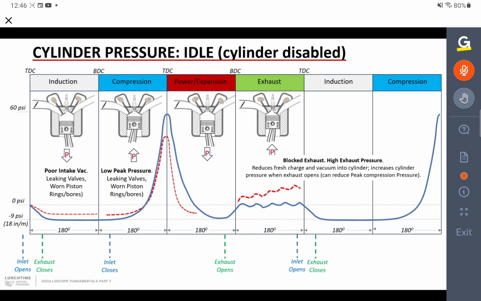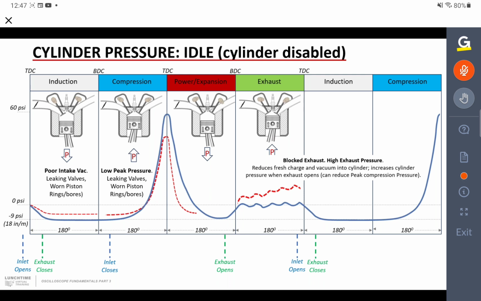And what you tend to see when you get a blockage in the exhaust system, once the exhaust valve opens, instead of the pressure being at atmospheric pressure, the pressure actually starts to build up and get higher and higher as the piston is rising up in the cylinder. So we're forcing air out past the exhaust valve into the exhaust system, but the exhaust system is blocked, which means we're ending up with a higher pressure in the exhaust pipe and therefore in the cylinder.